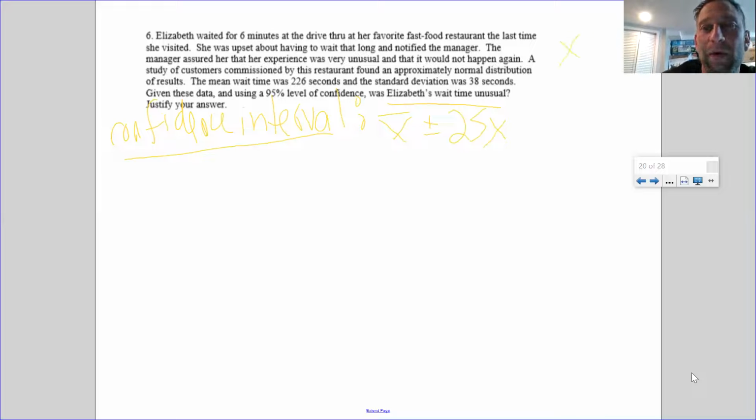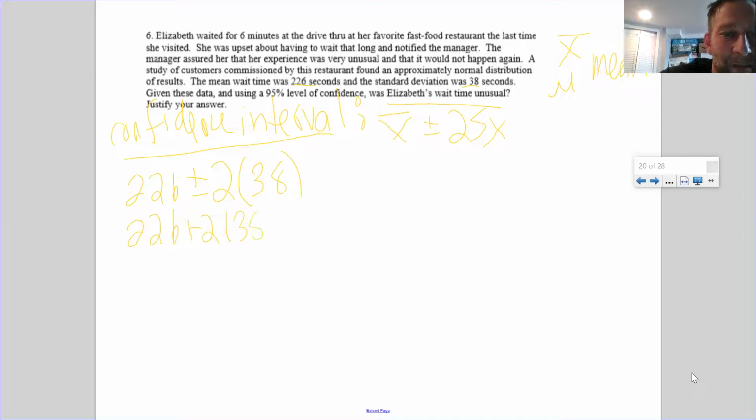I said it before, both x bar and mu, both of these mean the mean. So it said that the mean was 226 plus and minus 2 times the standard deviation was 38. So it's 226 plus 2 times 38, 226 minus 2 times 38. You can use your calculator. That's what I'm going to do. 226 plus 2 times 38 and minus, I got 302 and 150.